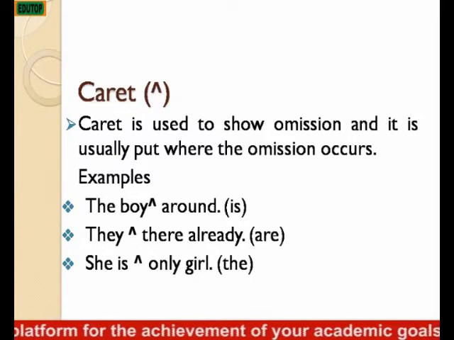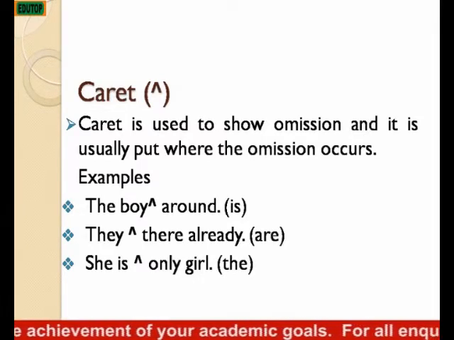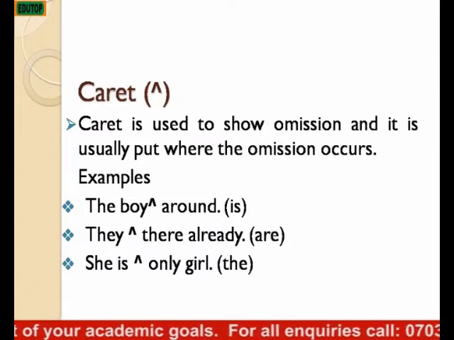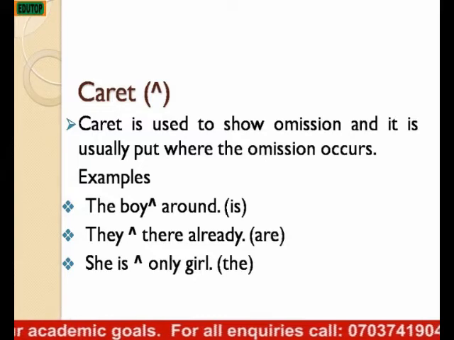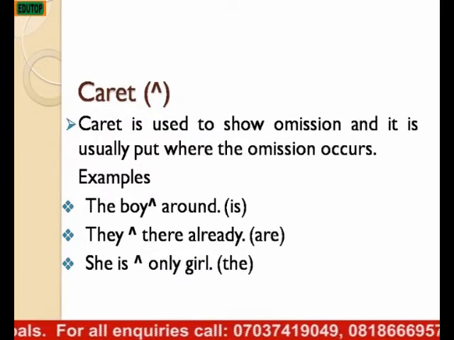"They there already." Between "they" and "there", something is missing. And that is what we have outside the sentence, which is "are". Then we have a caret between "they" and "there". If we are putting it in, we will have "they are there already".